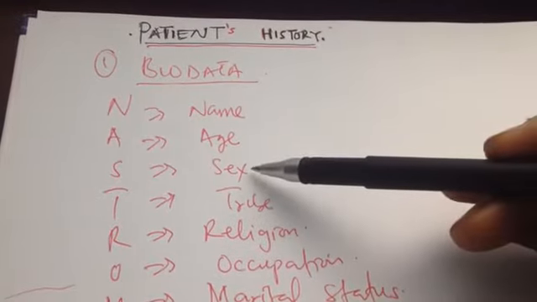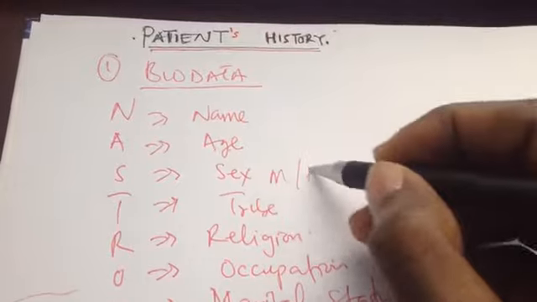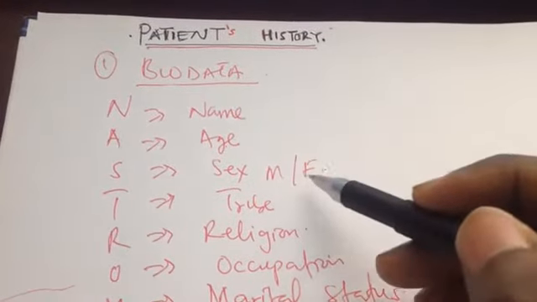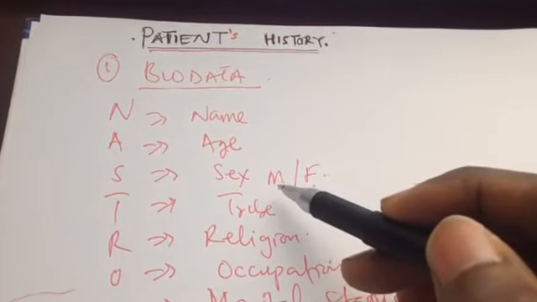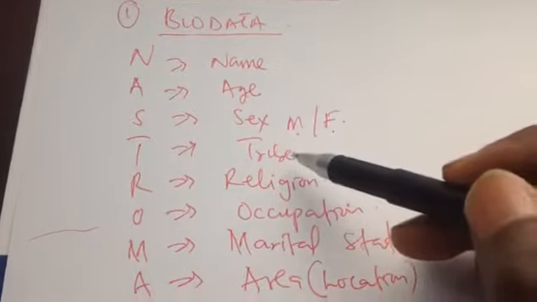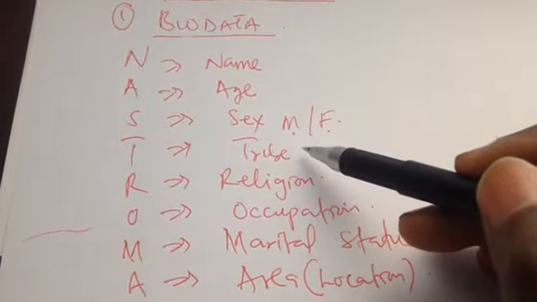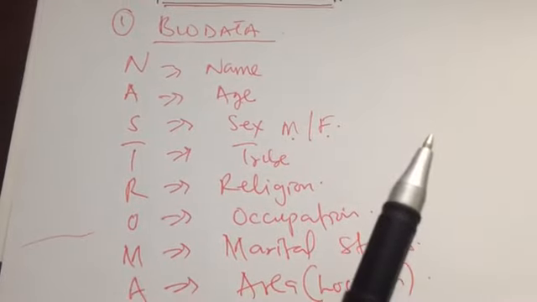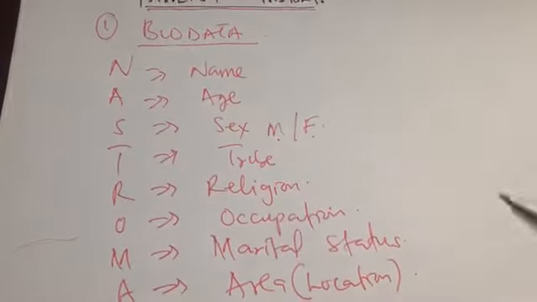Then sex, to determine whether the patient is male or female. That one is obvious, because there are some diseases that affect mostly females, while some affect mostly males, like X-linked diseases, X-linked dominant. So that's it. Then tribe, to assess the culture, because in some patients you cannot perform some procedures because of their cultural behavior.